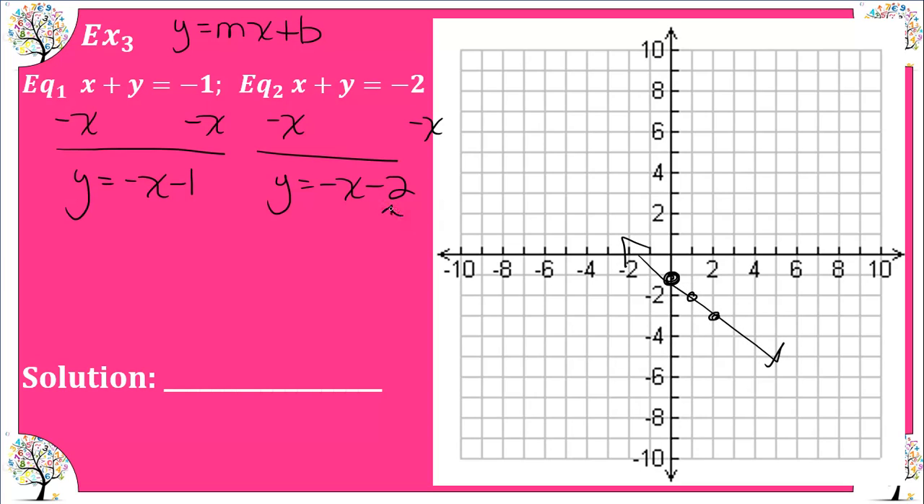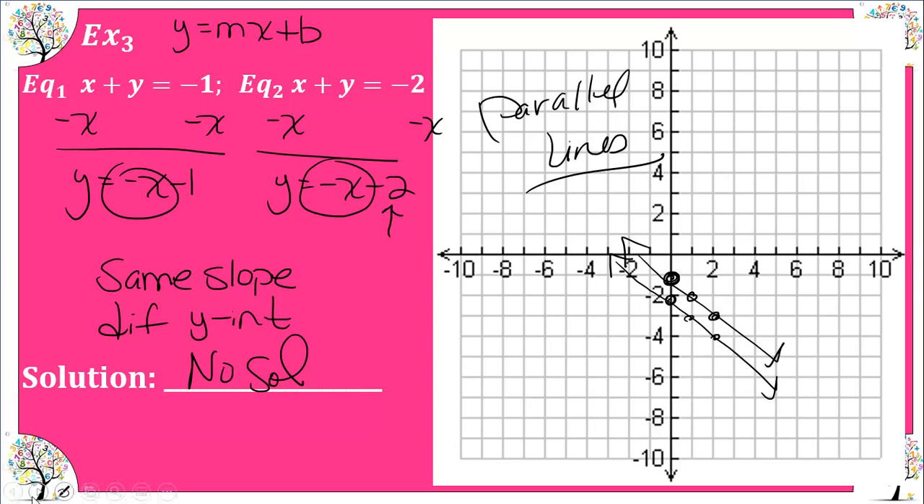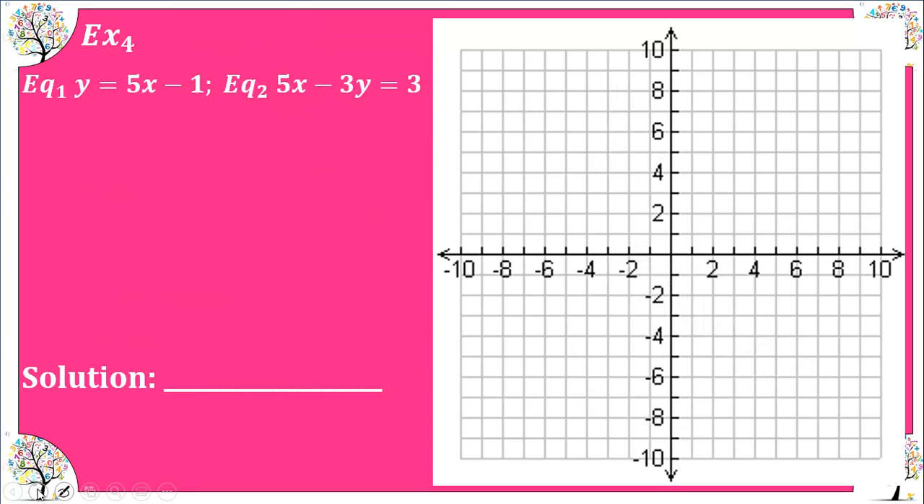And then the second one, we're going to start at negative 2, and we're going down 1, right 1, down 1, right 1. We can see that these two lines will never cross, and they are parallel because they have the same slope. So same slope and different y-intercepts give us no solutions because these are parallel lines. There is no ordered pair that will make both equations true.